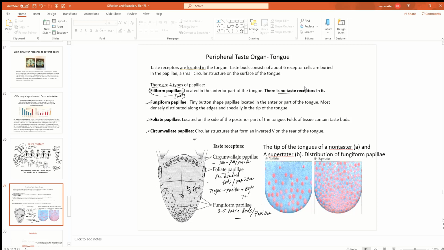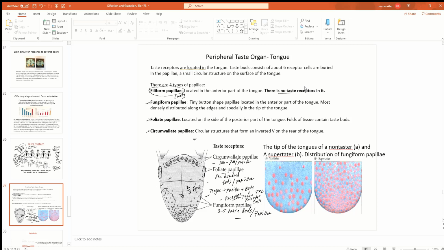Taste receptor cells, okay, TRC. And on the cilia or hair of taste receptor cells you have the receptors. It's like olfactory receptor cells. Okay, so taste receptors are attached to the cilia. So that's from large to small. Okay.